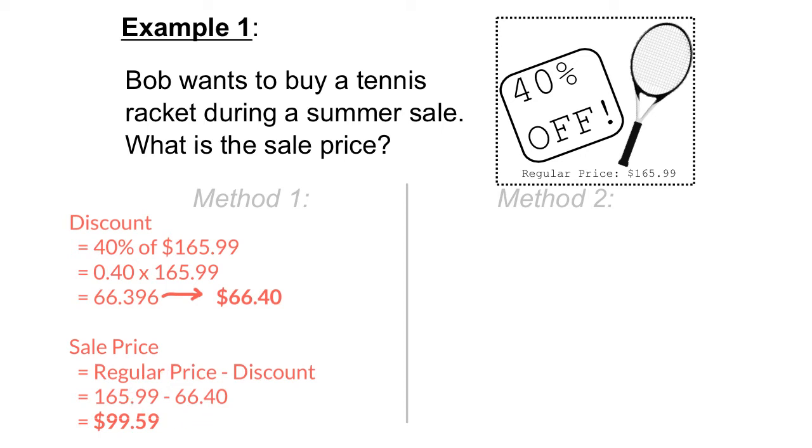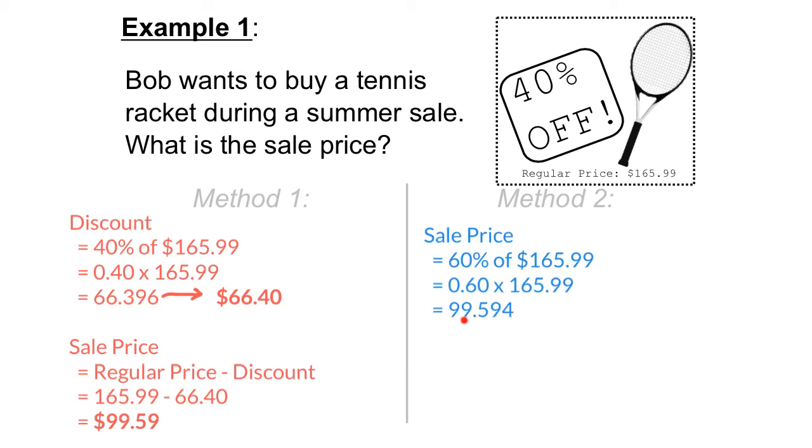In method 2, I'm not going to find the discount and then subtract it from the regular price. I'm going to go straight to the sale price. And the key is this. If I'm getting a discount of 40%, that means that I'm paying 60% of the regular price. So if I'm paying 60% of the regular price, that's 0.60 times 165.99. And in my calculator, it says 99.594.